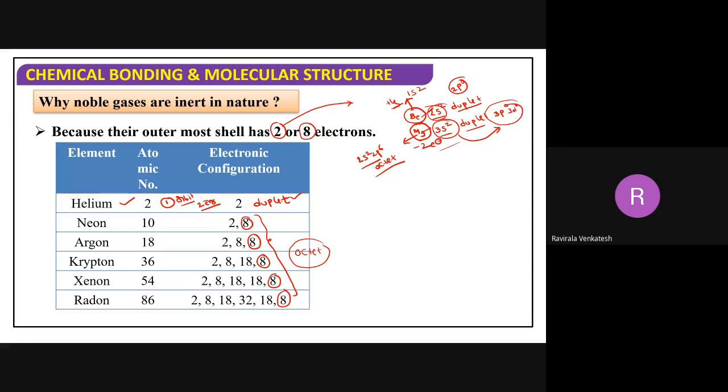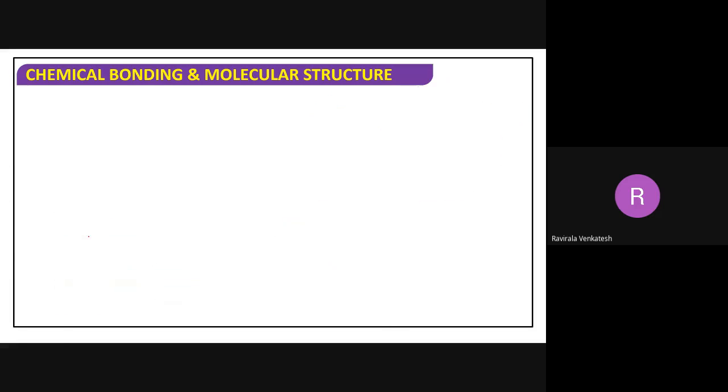You just remember, only for helium do we get a duplet configuration, not for all the elements. Only for helium do we consider the duplet configuration, and for the remaining zero group elements, you have to consider octet configuration.